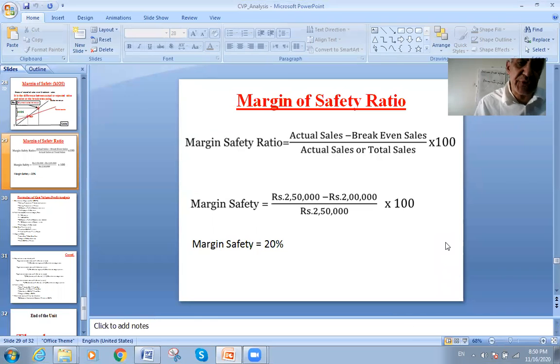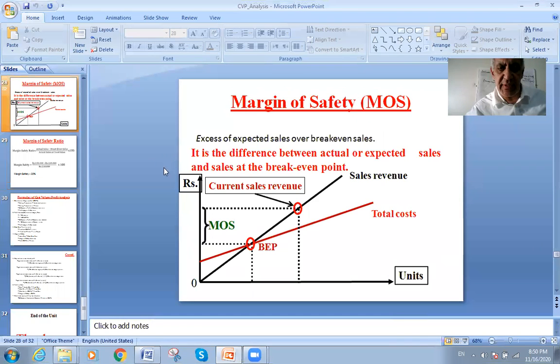The final thing I want you to get from this example is the margin of safety, or MOS. We said before about the break-even point that it's a point where the total revenues equal the total costs. This is the break-even point, so all the total costs will intersect with the sales revenues. And in this point, we said there are no gains, no losses.